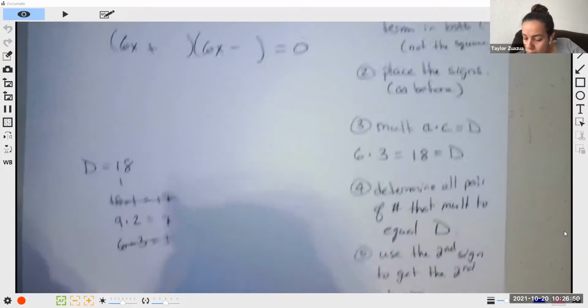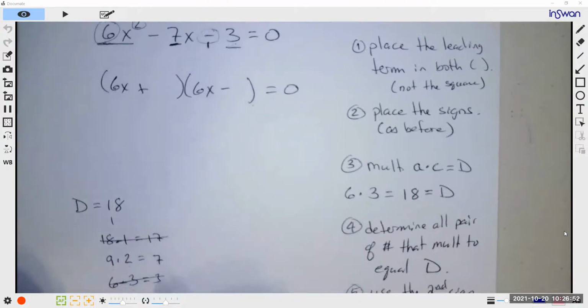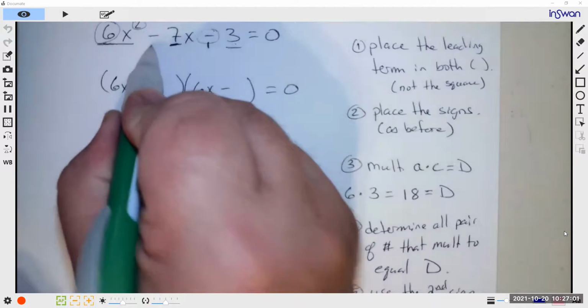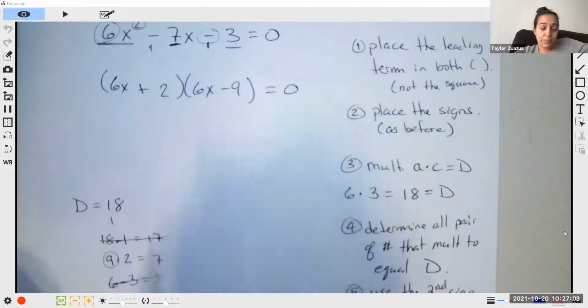So where does the 9 go? The 9 goes with the minus, because of the first sign. So 9 goes there. 2 goes there.